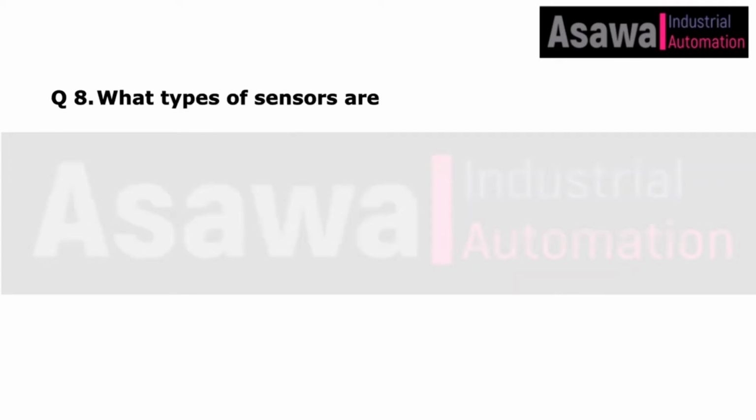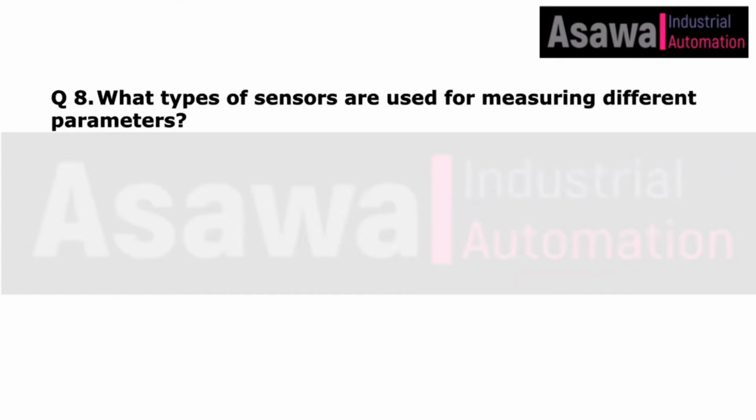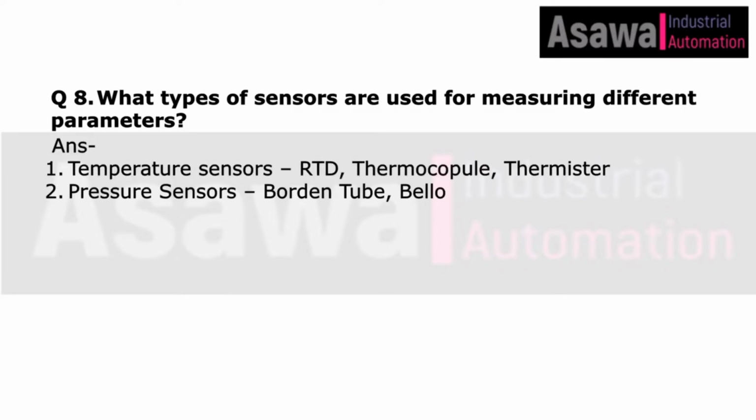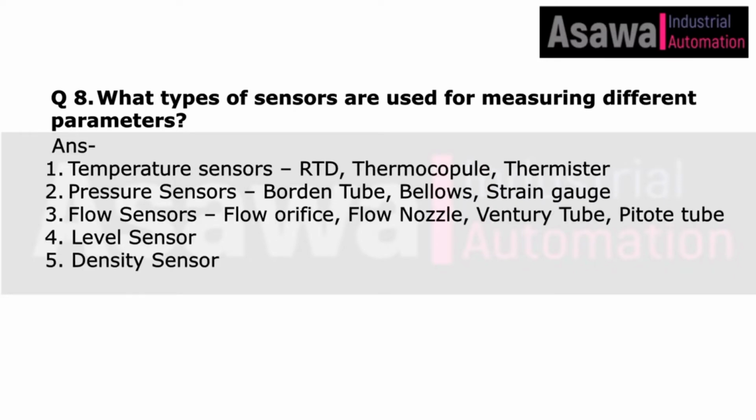Question 8. What types of sensors are used for measuring different parameters? 1. Temperature sensors: RTD, thermocouple, thermistor. 2. Pressure sensors: Bourdon tube, bellows, strain gauge. 3. Flow sensors: flow orifice, flow nozzle, venturi tube, pitot tube. 4. Level sensor. 5. Density sensor.